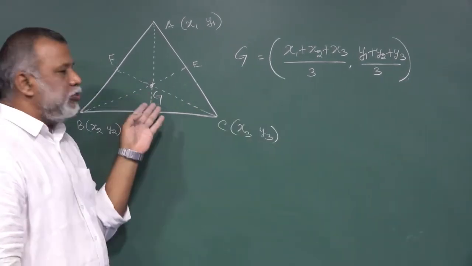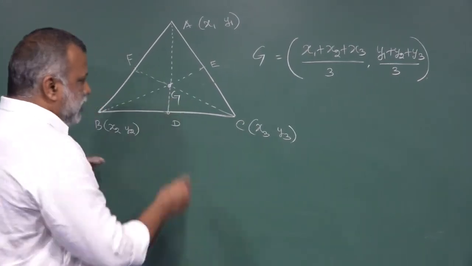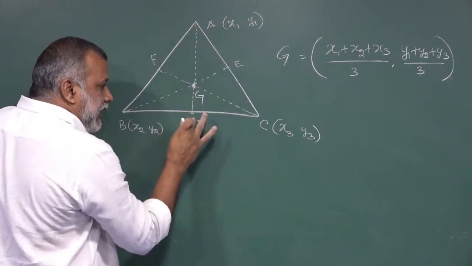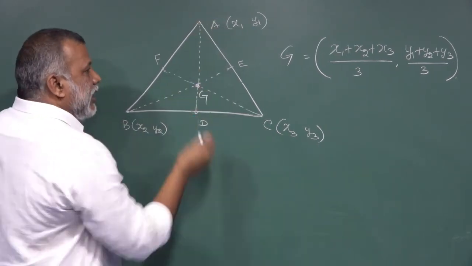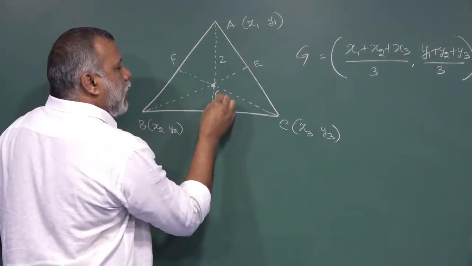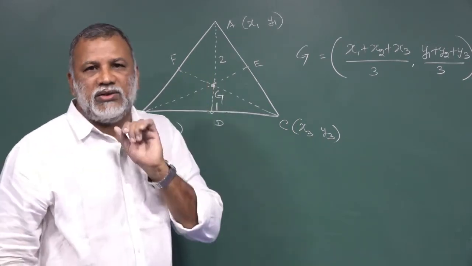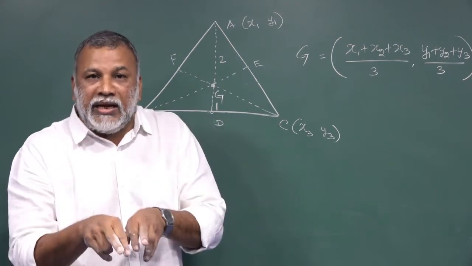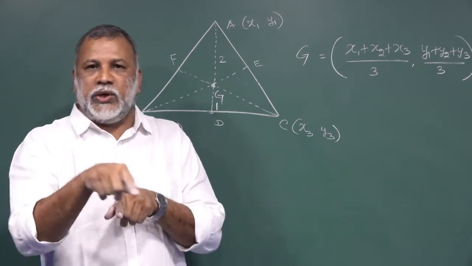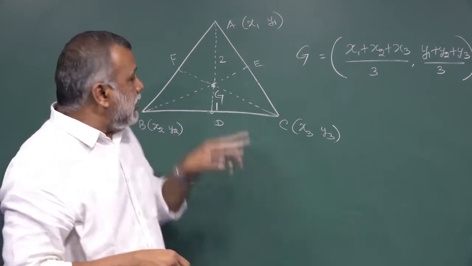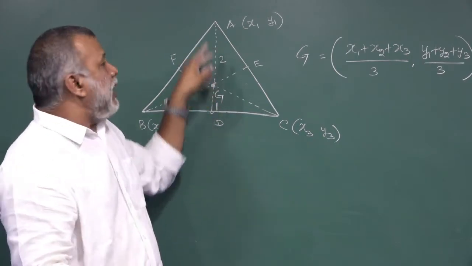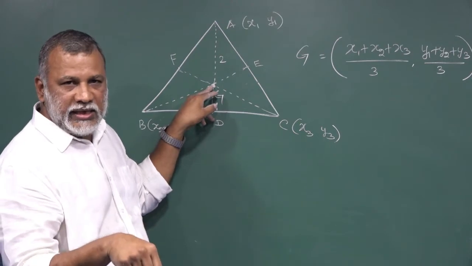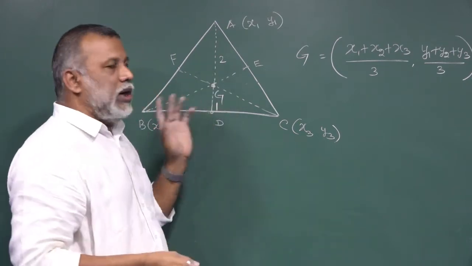Now, how are we able to prove this? This is the logic we are using. G divides AD, that means AD is a line here, in the ratio 2:1. That is the logic we need. Earlier we worked out that P divides the line segment in the ratio m:n. In the same way, now G divides the line segment AD internally in the ratio 2:1.